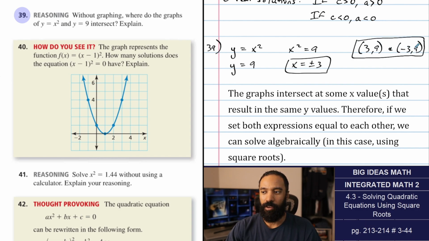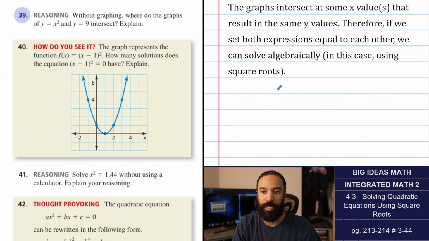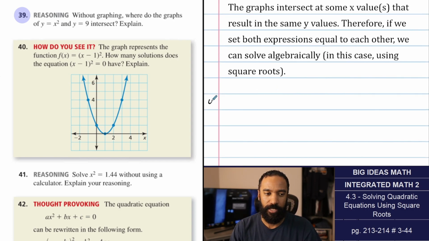Now this is opposite of what we were doing in section 4.2, solving by graphing. We would take an equation like this and graph y equals x squared and y equals 9 and find where they intersect. So it is the opposite of what that would be, at least in that setup.